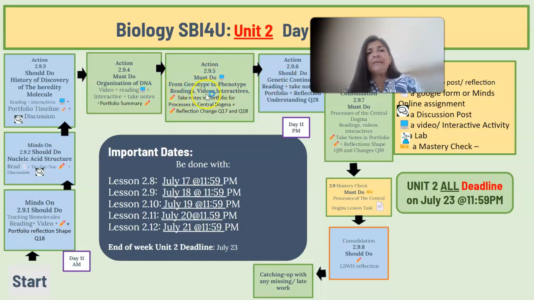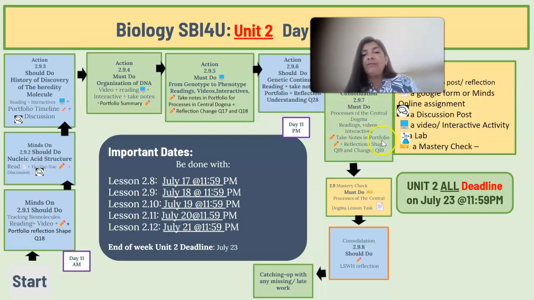A lot of readings, many videos, many interactives. Take notes in your portfolio and start collecting notes for the processes in the central dogma whenever it tells you to do so. Finally, there are 2 reflection questions, 17 and 18. Should do, which I also advise you to work on. It's on genetic continuity and the inheritance of characteristics.